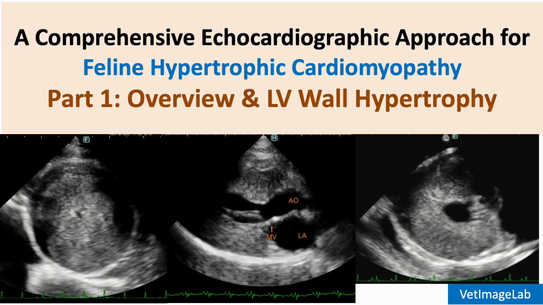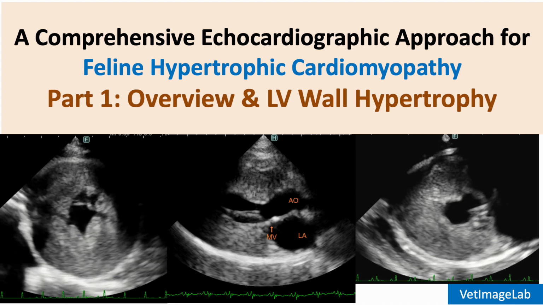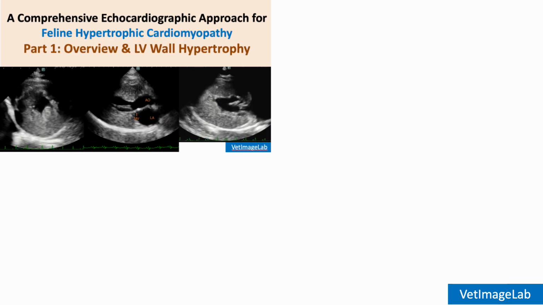In this lecture, we'll take a comprehensive look at how to diagnose hypertrophic cardiomyopathy, or HCM, in cats using echocardiography. This is a four-part lecture series. In part 1, this lecture will begin with the definition and clinical significance of HCM and focus on echocardiographic criteria related to left ventricular hypertrophy, especially wall thickness measurements.